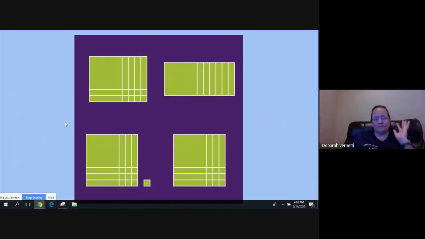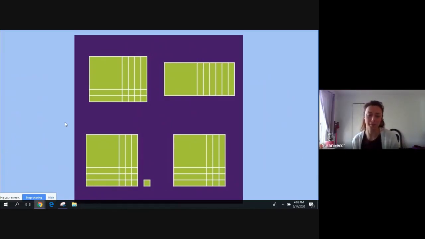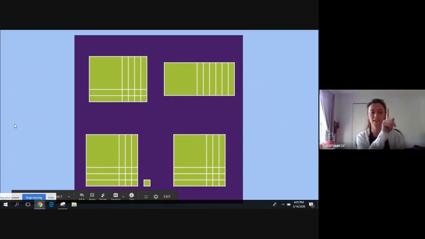Okay. At first glance, I want to say the bottom left doesn't belong because it has a detached shape. But then if I start thinking about base 10 blocks, I want to count up, because then I notice the top left, the bottom left, and the bottom right all have ones cubes, but the top right does not.